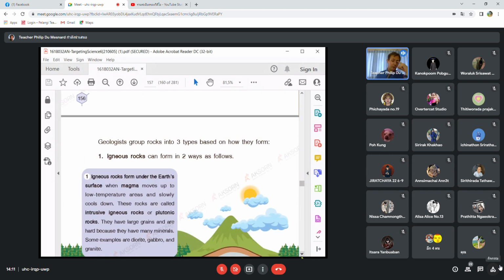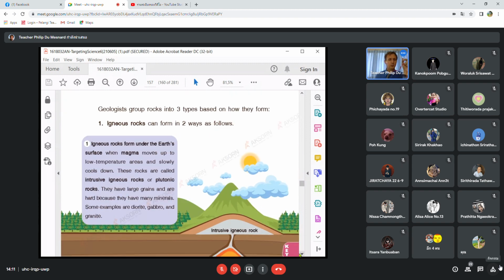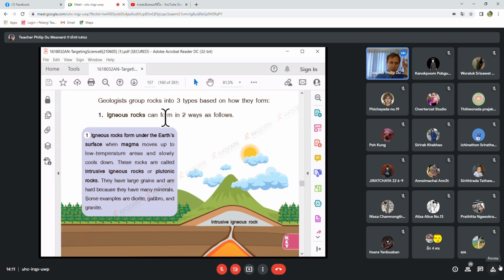Okay, so now let's look at the 3 different kinds of rocks. So starting with igneous rocks. So igneous is the volcanic rocks. So igneous rocks form under the Earth's surface when the magma moves up to a low temperature area and slowly cools down. It's still very hot, but it's a little bit cooler. Then these rocks are called intrusive igneous rocks or plutonic rocks. And as you can see, it's not outside the mountain, so that is intrusive. It's still inside the earth, so this is intrusive. They have big grains.